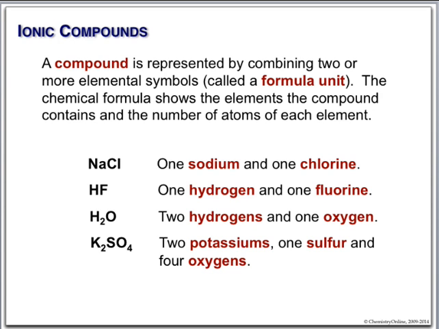This is 1 sodium, 1 chlorine, 1 hydrogen, 1 fluorine, 2 hydrogens, 1 oxygen. We'll talk about these guys in just a little bit. Those are called polyatomic ions. If you take 1 sulfur and 4 oxygens, they bind together covalently and form an ion with a charge of -2. This ion then pairs with 2 potassiums, which are +1. But we'll do that one just a little bit later.